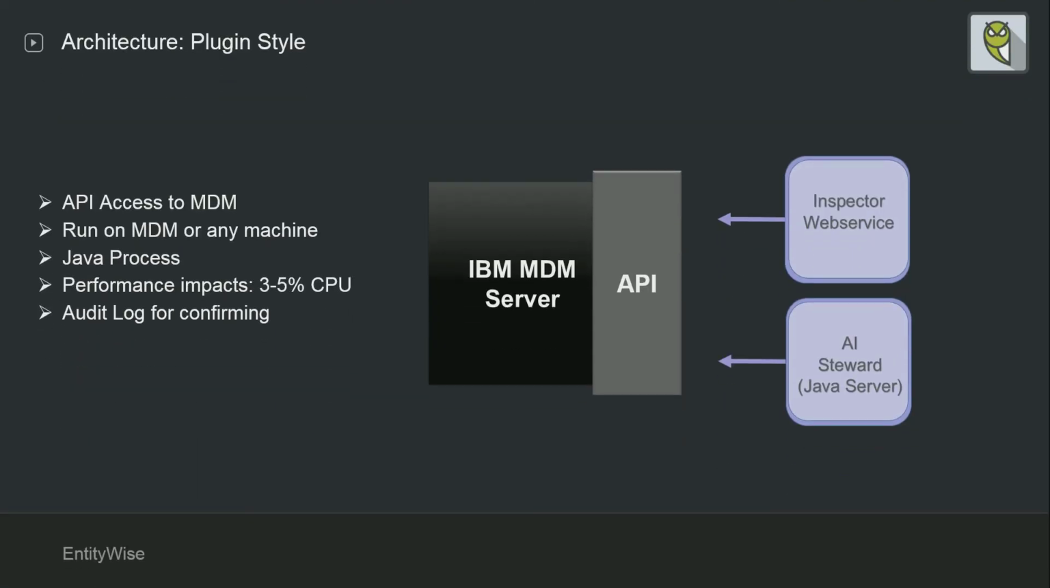The architecture of AI Steward is simple and straightforward. It's a Java process that can be run on any machine in the environment, whether it's the MDM machine itself or another machine, as long as it has access to the MDM API, which is the same requirement that Inspector or a broker has. The impact it has on a machine while it's running is approximately 3 to 5% CPU, so it's very small. There's an audit log that documents everything it does.